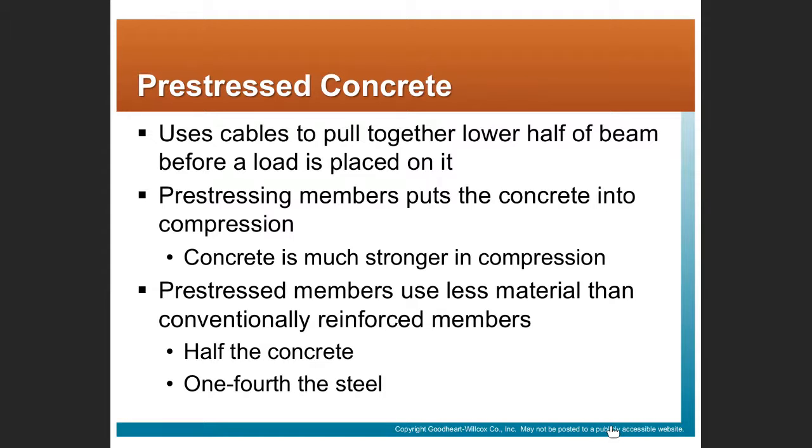So the idea of pre-stressed concrete is that we want to use techniques to provide some additional tensile strength in the bottom half of that member to improve the structural characteristics of the entire system.